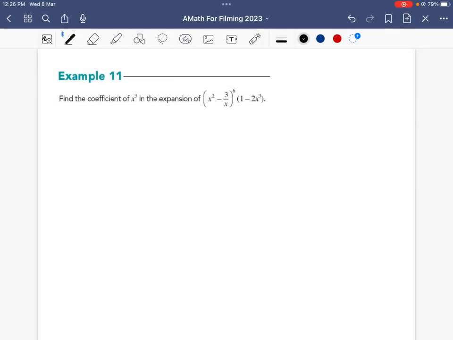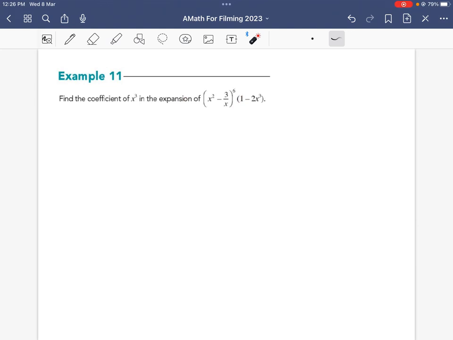Okay, we are at the last part of 6.2. This is example 11. So example 11 is a long question. What they want us to find is the coefficient of x cubed in the expansion of this whole chunk of thing that we have over here. So what we have here is this.